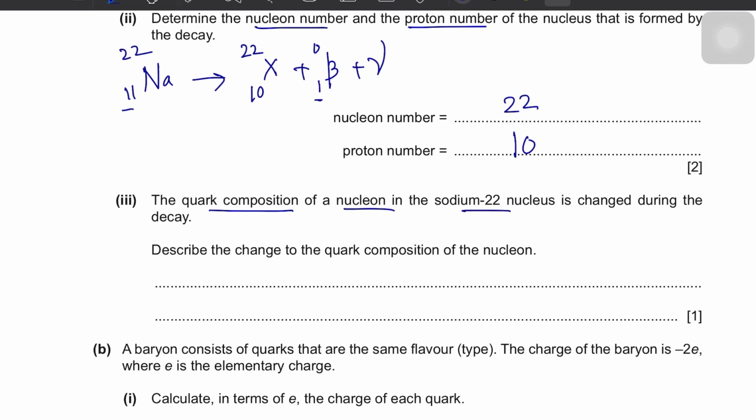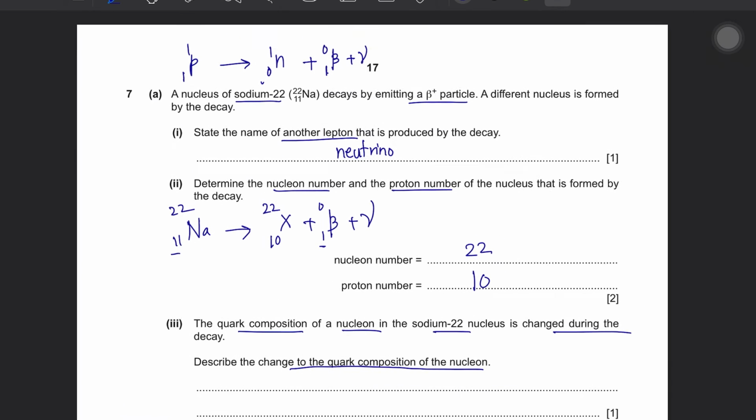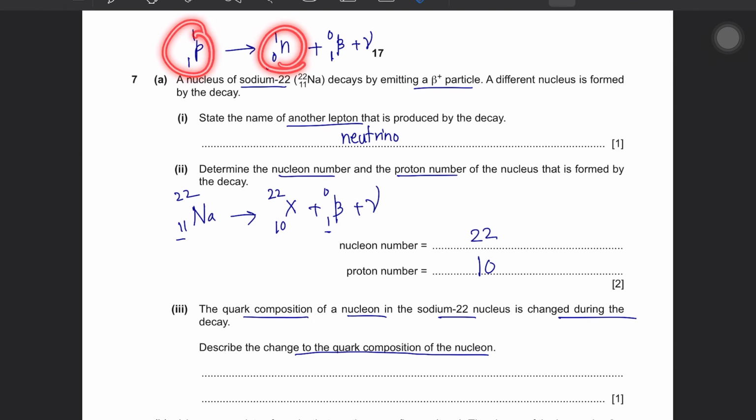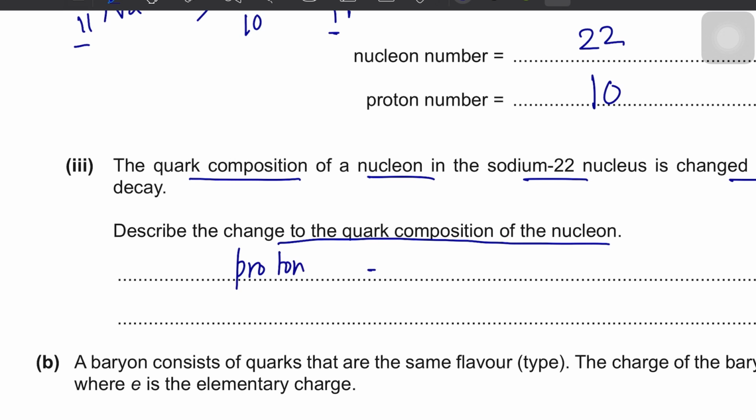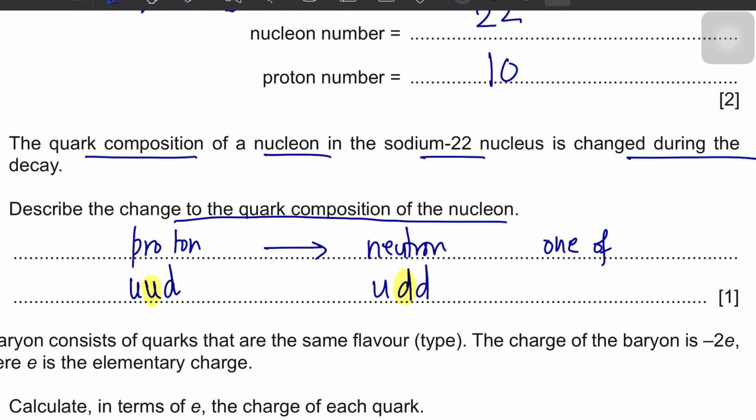The quark composition of a nucleon in the sodium nucleus is changed during the decay. Describe the change to the quark composition of the nucleon. So what's happening is a proton is converting to a neutron. Let's check what's the quark composition. Proton is up, up, down, and neutron is up, down, down. So what's happening here is one up is getting converted to down. So the change to the quark composition is that one of the up quarks is converted to a down quark.